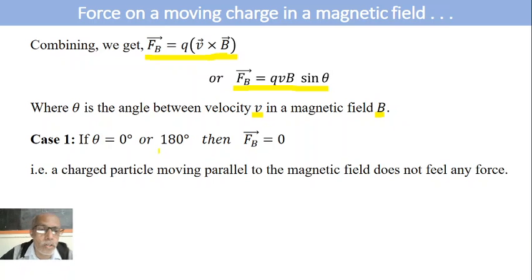If theta equals 0 degree or 180 degree, we have a special case. Theta equals 0 in the sense, let this be the magnetic field. I am representing magnetic field lines, the parallel lines. If these are the magnetic field lines, the field is said to be uniform. Let this be the magnetic field in which the charge is moving. Let this be B.